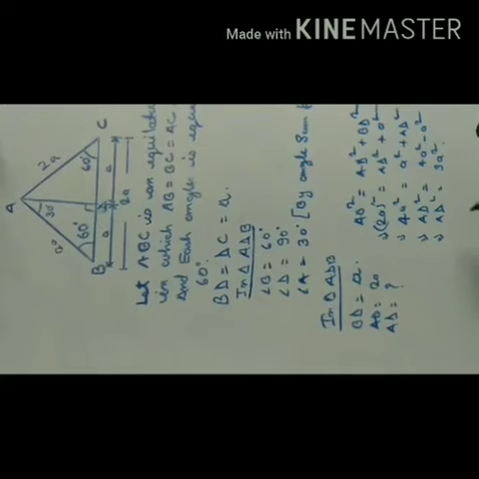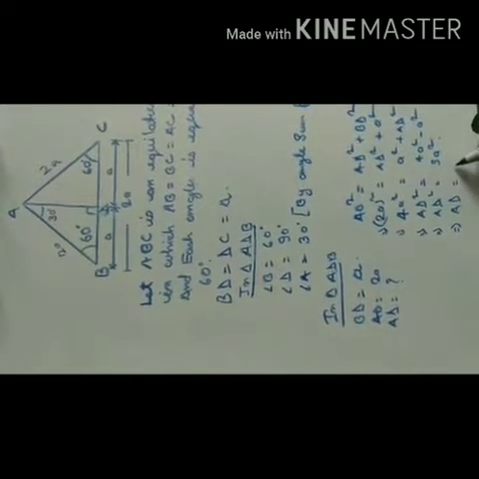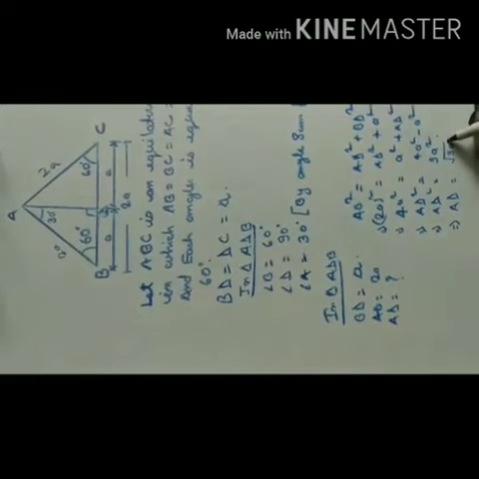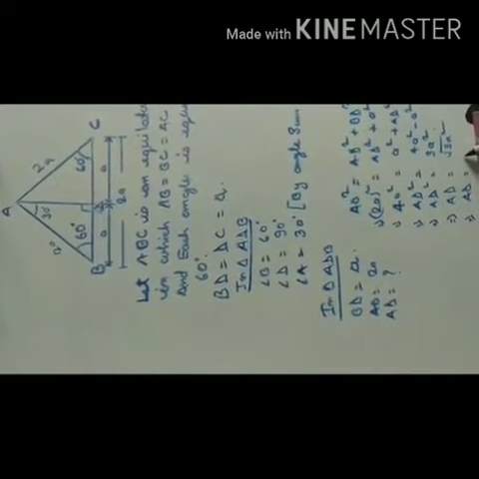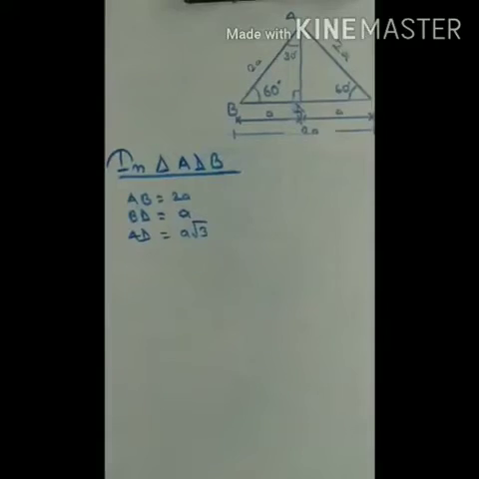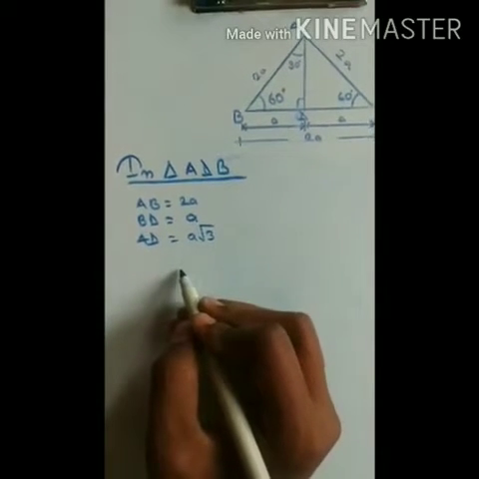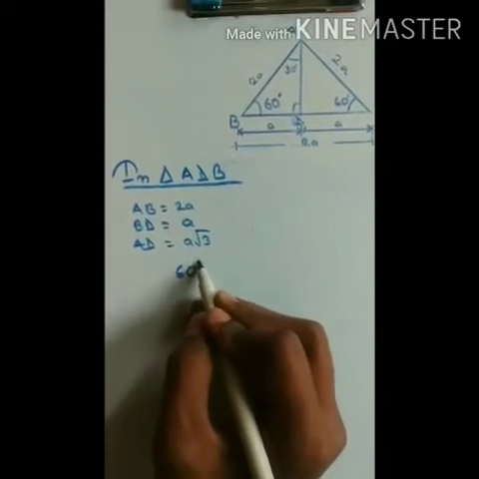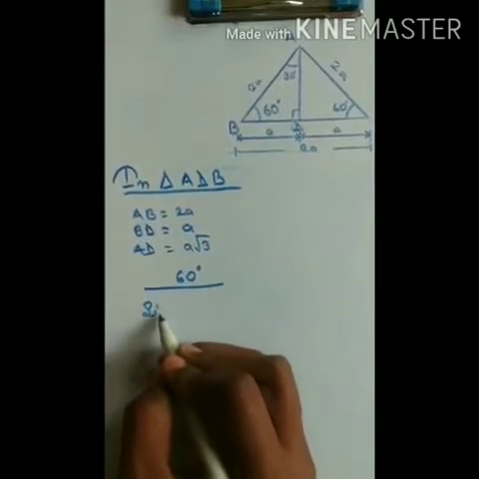Hence AD equal to root under 3A square. Hence AD equal to A root under 3. Now find out the trigonometric ratio of 60 degree. Find out the sin 60 degree.